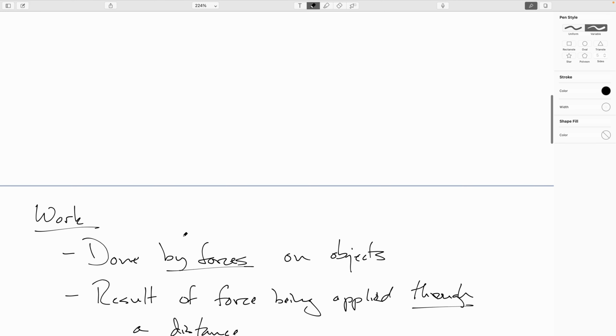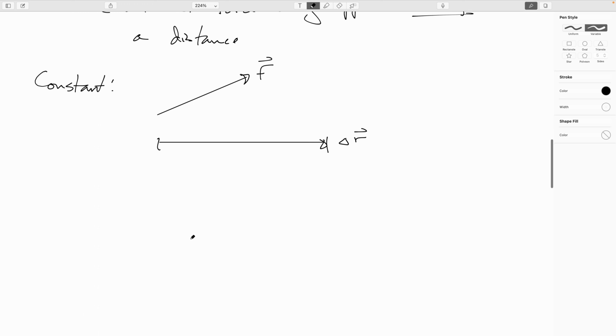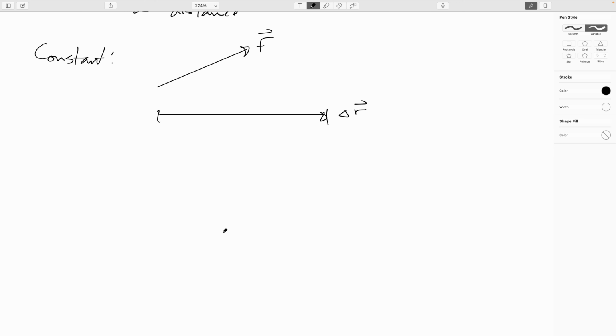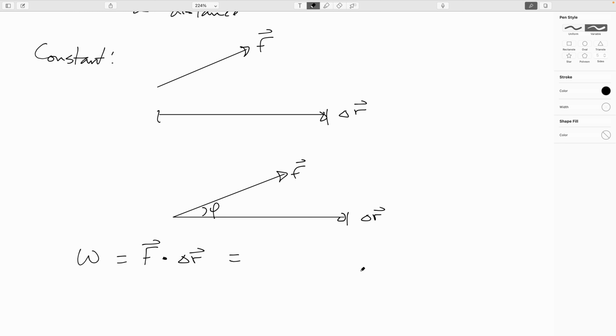What this integral looks like for the case of a constant force is, if we put the two vectors tail to tail like so, force and delta R, we'll say the angle between them is phi. We can say that the work done is equal to the force dotted with the displacement. So again, we can write this as, for instance, F parallel, this piece right here is the force that's parallel to the displacement, times the displacement, or we can write it as F times the displacement times the cosine of the angle between them.